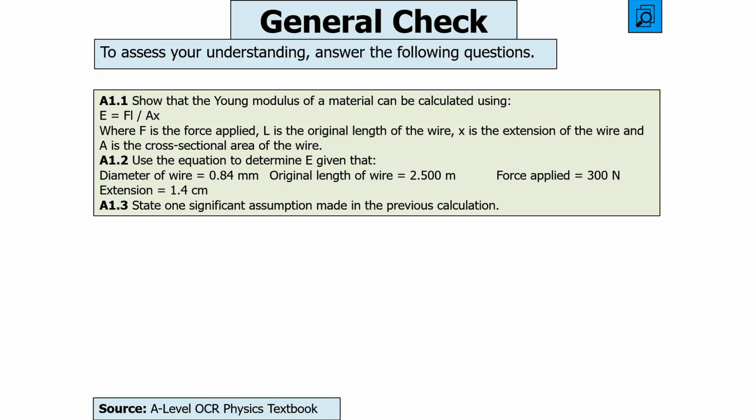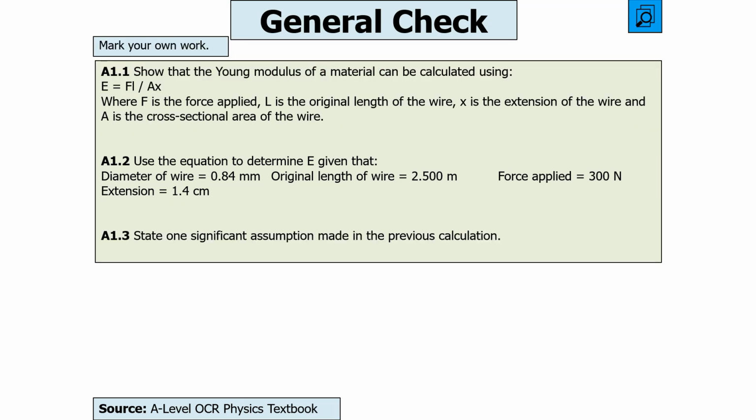The next question says, show that the Young modulus of a material can be calculated with the equation E equals FL over AX. Then use the equation to determine the Young modulus given that the diameter of the wire is 0.84 millimeters, the original length of the wire is 2.500 meters, the force applied is 300 newtons, and the extension is 1.4 centimeters, and then state one significant assumption made in the previous calculation. So pause the video now, then unpause the video when you want to go through your answer.